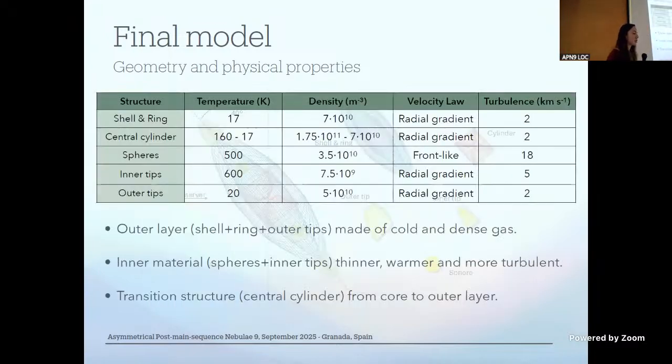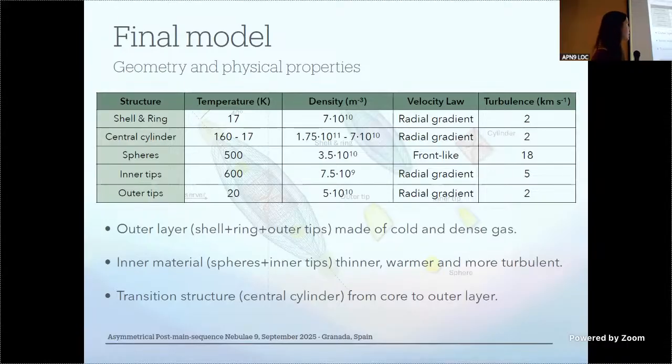These structures are filled with the physical properties of temperature, density, velocity, flow, and turbulence. Important to mention that we find a Hubble-like velocity law for this ionized gas in the nodes, but overall we can differentiate 3 types of bigger structures: an outer layer that is composed by the shell, the ring, and the outer tips, that is made of cold and dense gas.